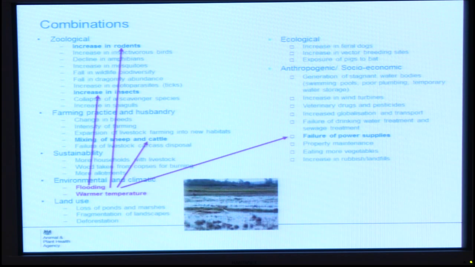So when you get flooding, you can get power supplies failing because the power plants are flooded. You get mixing of sheep and cattle, which can give diseases like malignant catarrhal fever. You get increase in rodents and snail vectors for fasciculiosis, increase in insects.